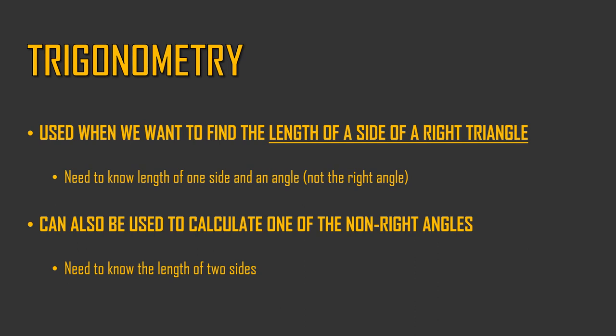to calculate one of the non-right angles, but in this instance you would need to know the length of two sides of the triangle. Again, it has to be a right-angled triangle. So really this is just an advancement on Pythagoras' theorem. We're just going to do some slightly more complex maths, but nothing too challenging.